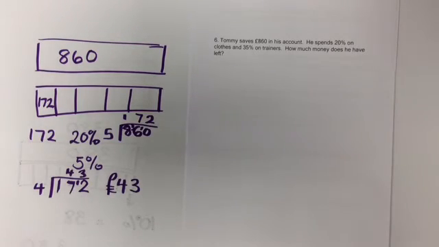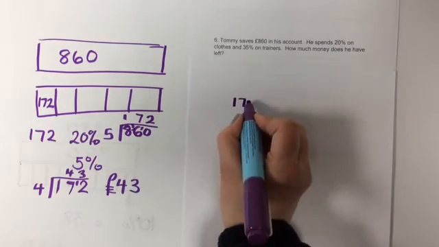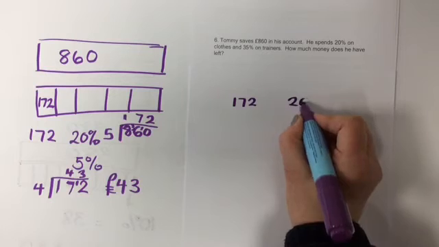Now, what was the number we were looking for? We were looking for 35% he spent on trainers. So if we spent 35, so at the moment we've got £172, is 20%.